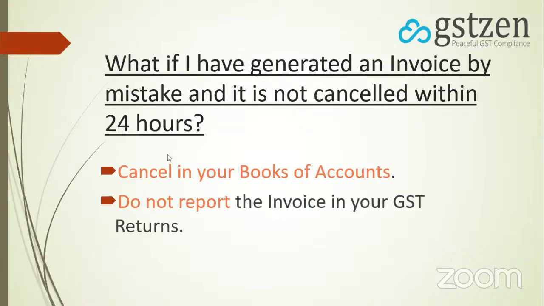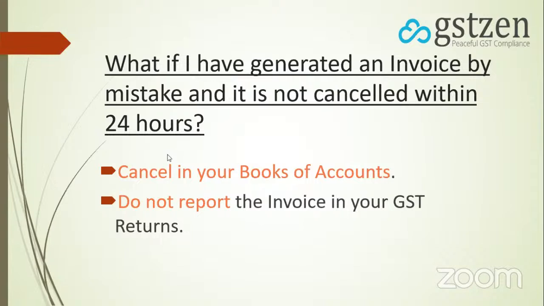So what happens if you make a mistake and the invoice is not cancelled within 24 hours? The other option is to cancel it from your books of accounts and not report it in GSTR1. Another option is to raise a credit note for it and generate a new invoice altogether. Once you cancel the e-invoice, you would not be able to generate an e-invoice with the same invoice number.